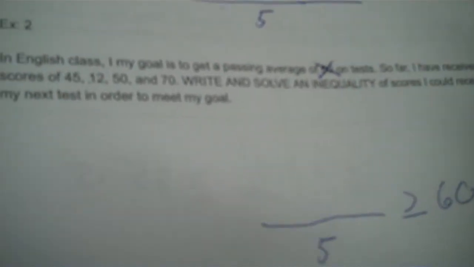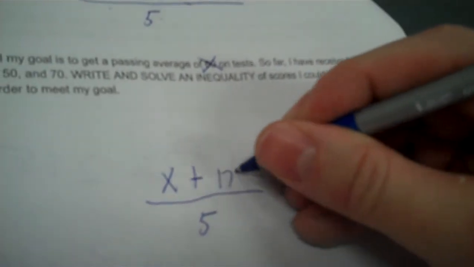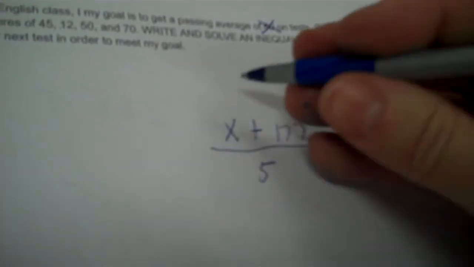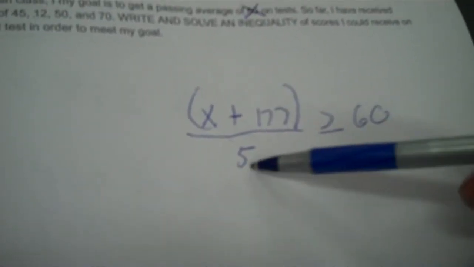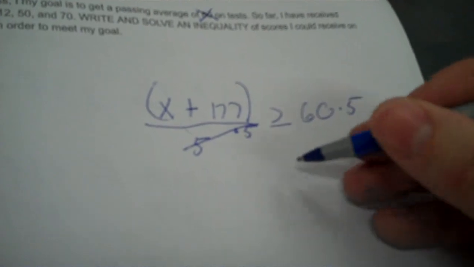So on this side, my average, okay, I have my 5. X is what I'm trying to figure out, but I'm going to simplify by adding the tests I've already taken. I got 177. Okay, now go from here. We need to apply parentheses, but in order to get rid of it, you don't distribute the 5 because it's on top. Instead, you divide it by timesing, because then it goes away.